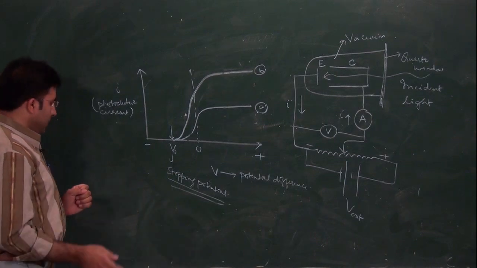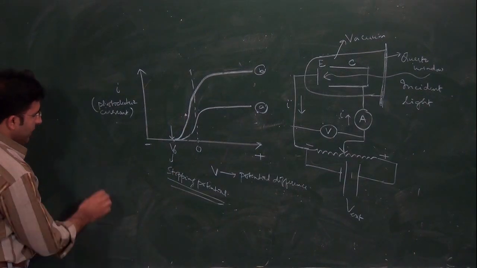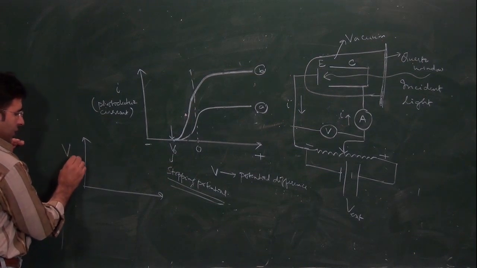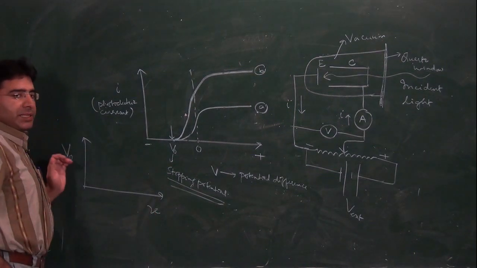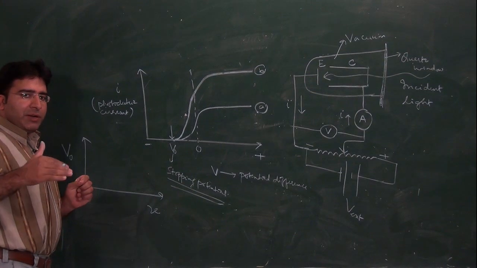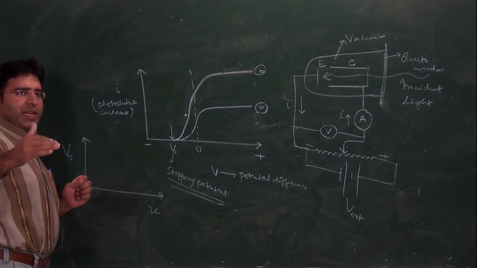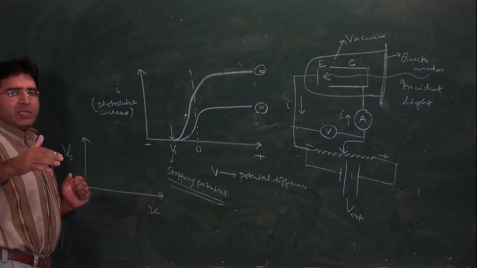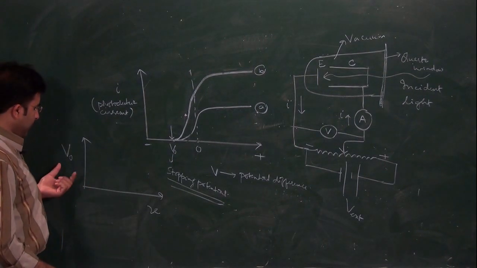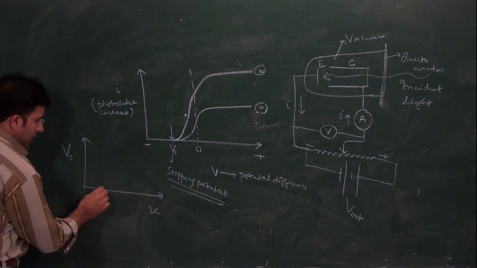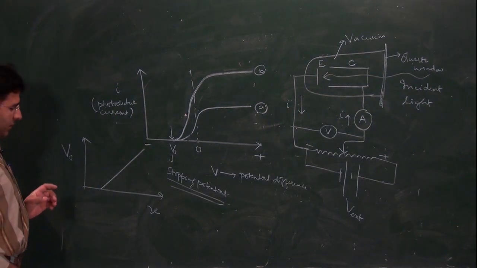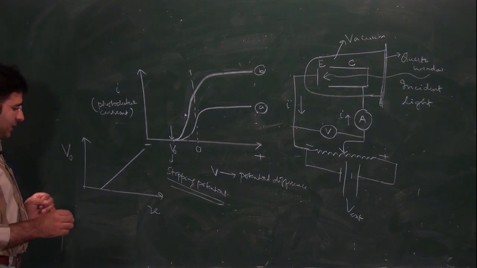There is one more graph in this experiment in which we plot the stopping potential versus the frequency of the light. That means we select some light, fix its intensity, then change the frequency. We can go from visible to ultraviolet to infrared. We see experimentally that the stopping potential is directly proportional to the frequency of the light, keeping intensity fixed.